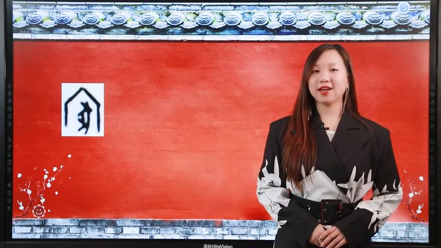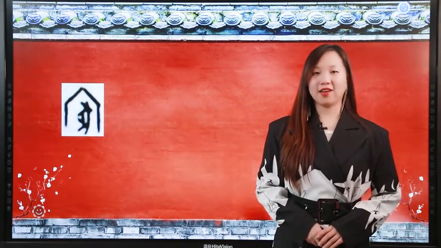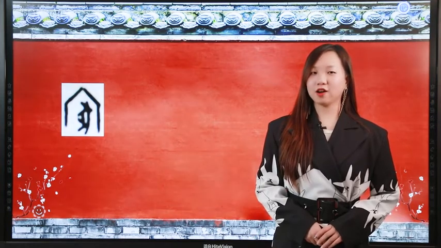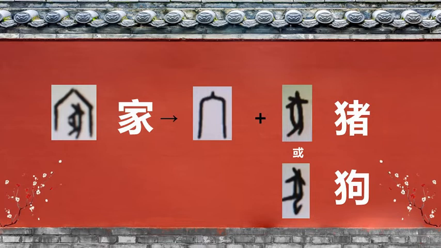Next, let's look at our home. We call it 家. See, this is a house, and there is a pig or dog in it. It becomes 家. In Chinese history, we know that Chinese people have been raising pigs for more than 9,000 years and dogs for more than 10,000 years.